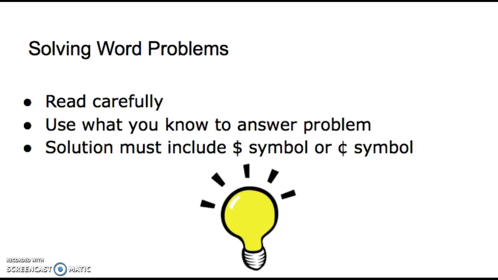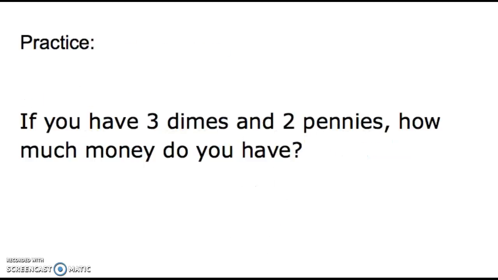Right, let's practice now. Let's take this example. If you have 3 dimes and 2 pennies, how much money do you have? Well, let's recap on our little tips we just went over. We have to read carefully. It says 3 dimes and 2 pennies, that means we're going to add those up.